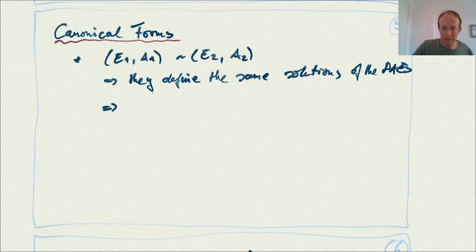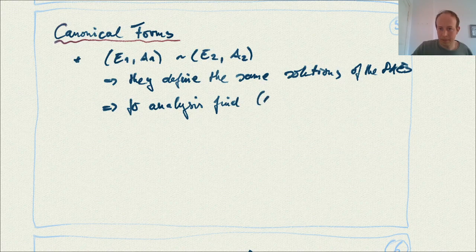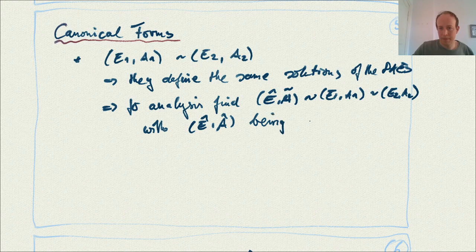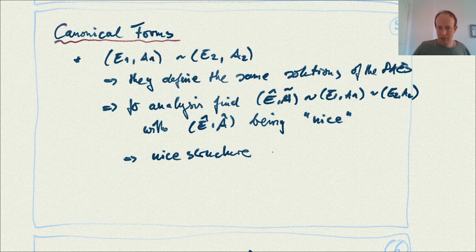And then for analysis, find, say, (E tilde, A tilde), E hat, A hat, that is equivalent to (E1, A1) and also then of course (E2, A2), with E hat, A hat being nice. Okay, nice is not a mathematical term, but we will talk on that. For us, this nice means a nice structure, and this will be then this canonical form.